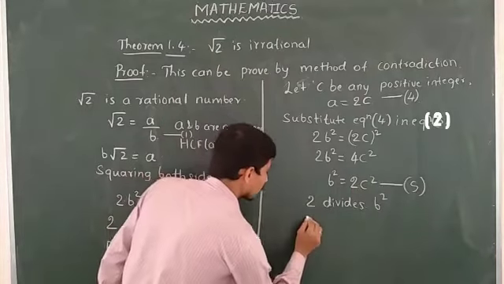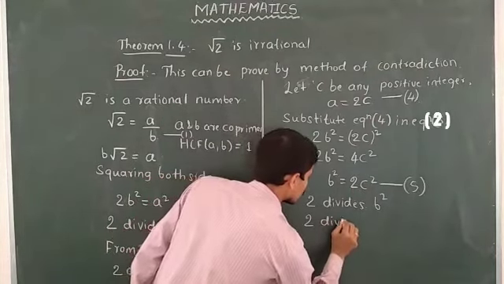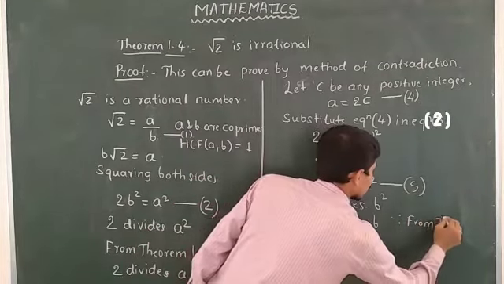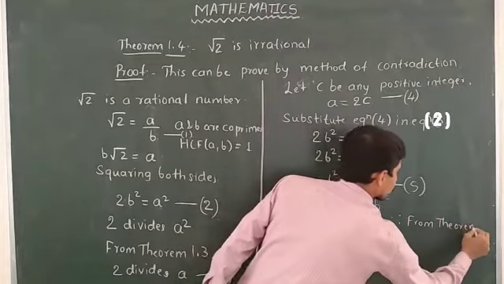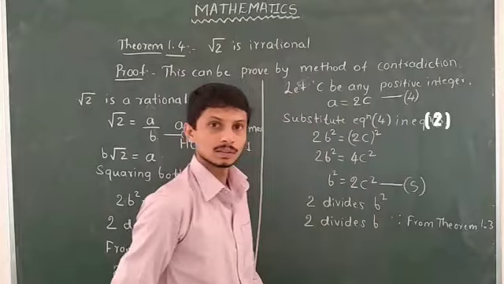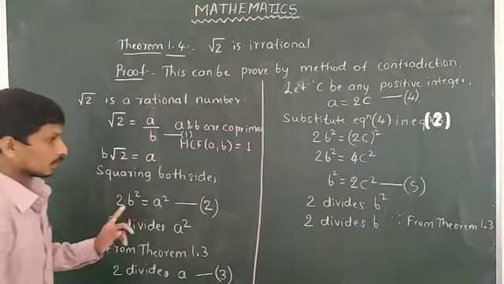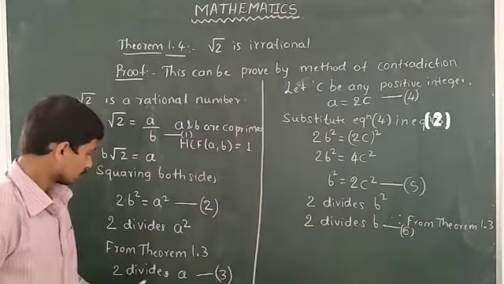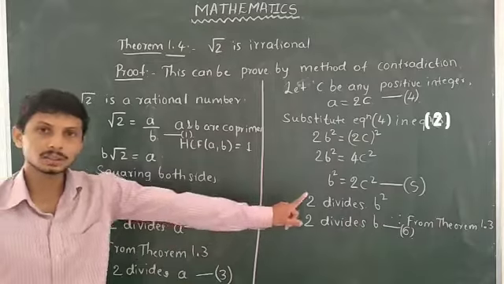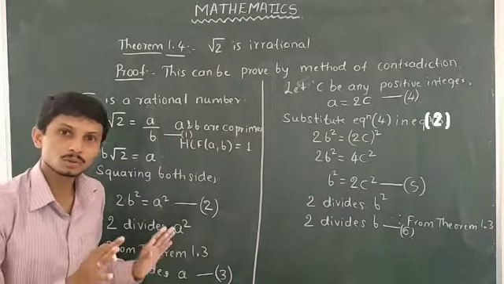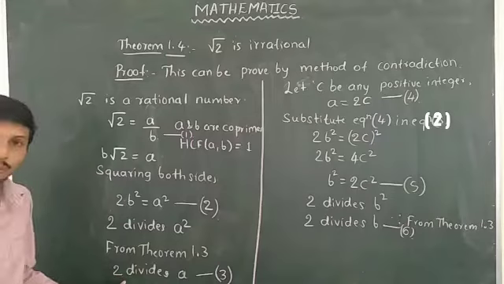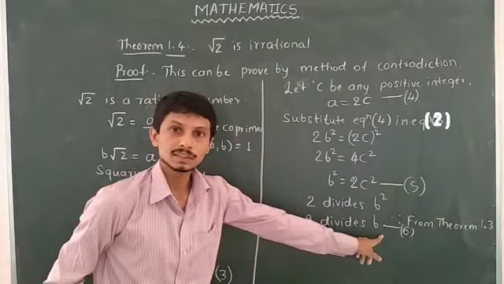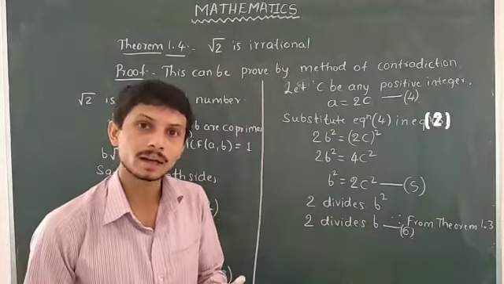So that means from equation 3, 2 divides b here, because of theorem 1.3. Let us take this equation as equation number 6. From equation number 3 and equation number 6, just observe those two equations. Here 2 divides a, and here 2 divides b. That means a and b are having a common factor 2.